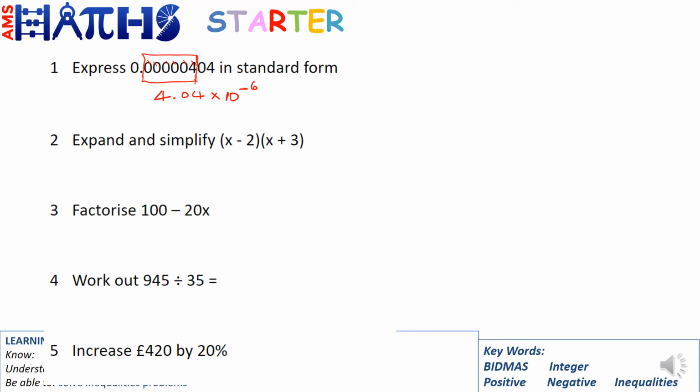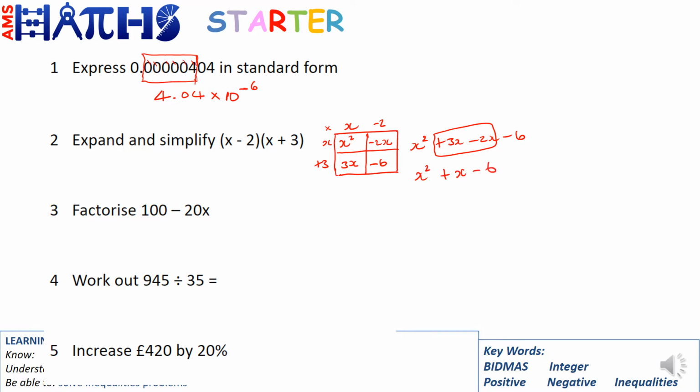Next one, we need to expand these double brackets. So we need 4 squares, creating a grid. Then we put x minus 2 on top, x plus 3 at this side. Then we'll multiply those: x times x, x squared, x times minus 2 is minus 2x, and 3 times x, 3x, then 3 times minus 2 is minus 6. So we'll get x squared plus 3x minus 2x minus 6. And then we'll simplify 3x minus 2x, so we'll have x squared plus 1x minus 6.